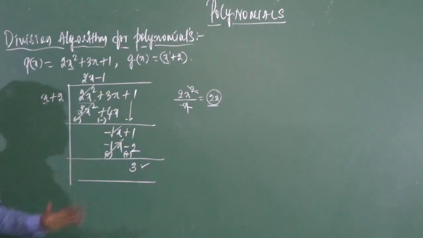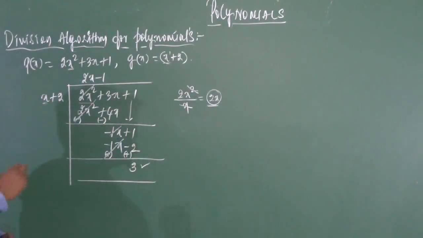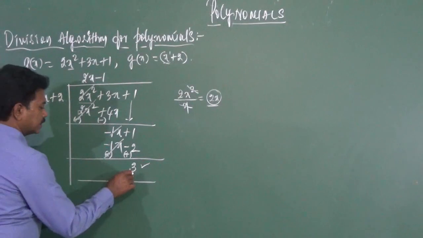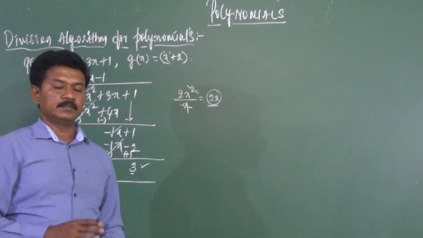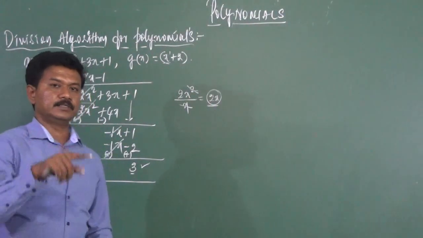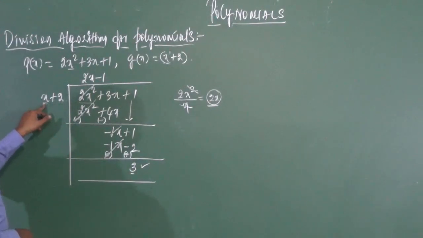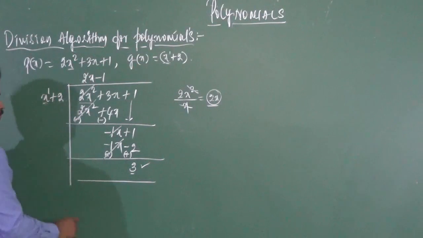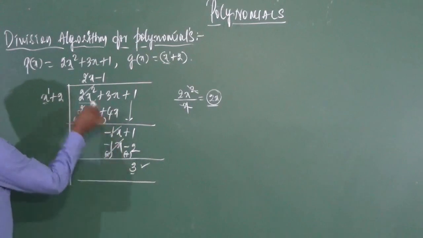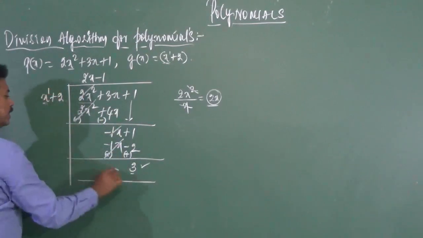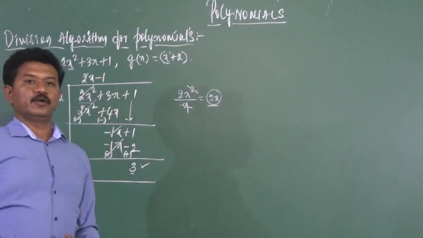So we are going to stop this division. Why do we have to stop the division here? Because here it's a constant. 3 is a constant. So what is the degree of a constant polynomial? The degree of a constant polynomial is 0, but the degree of the divisor here is 1. So as the degree of the remainder has become less than the degree of the divisor, therefore the division stops. We stop the division. I hope you got the point.